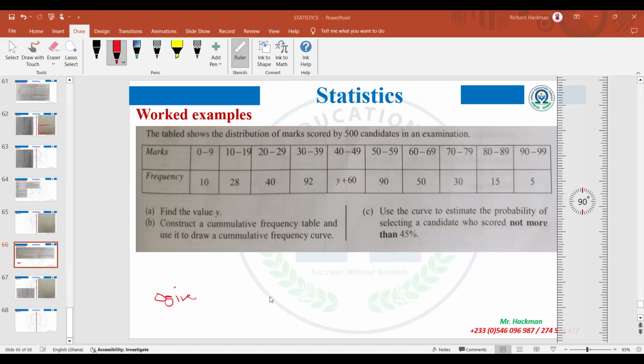Please, you add the frequencies and you equate to 500. Perfect, as simple as that. Because you are told that the one figure you know here is the frequency, so likely that's what you are asked to use. The sum of everything there should give you the answer. So if you do that, what will you get for y?